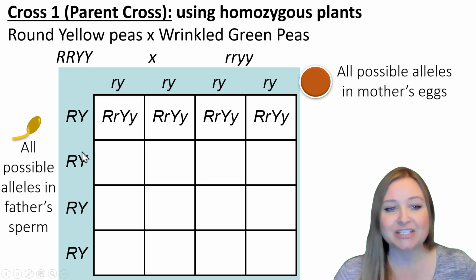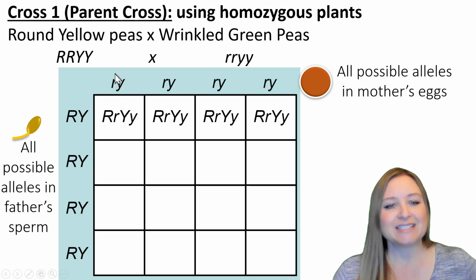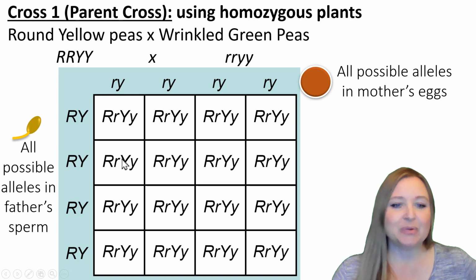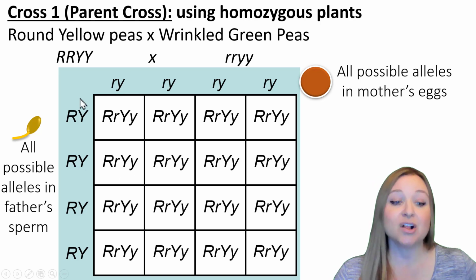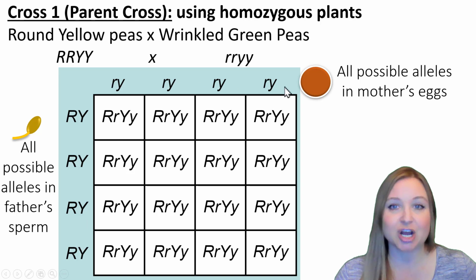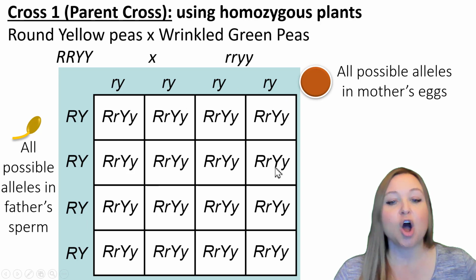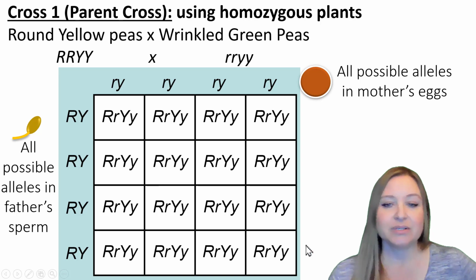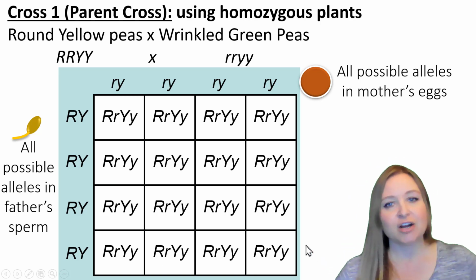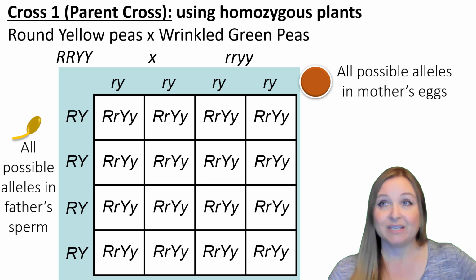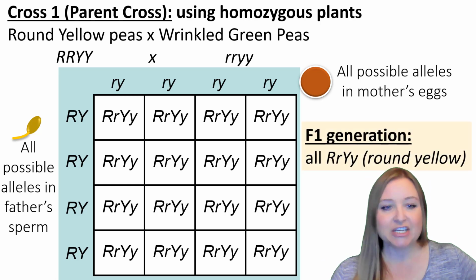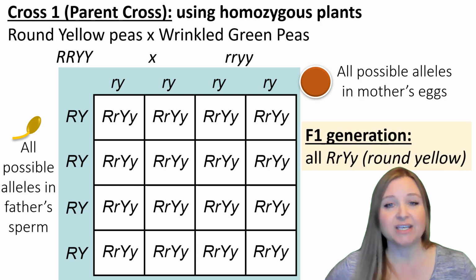We can continue on and do this, right? If this possible sperm fertilizes this egg, we're going to get big R, big Y, little y. And because all of these sperm have the same allele combinations and all of these eggs have the same allele combinations, we know that all of the offspring are going to be big R, big Y, little y. So in the F1 generation, all of the offspring have a heterozygous genotype.